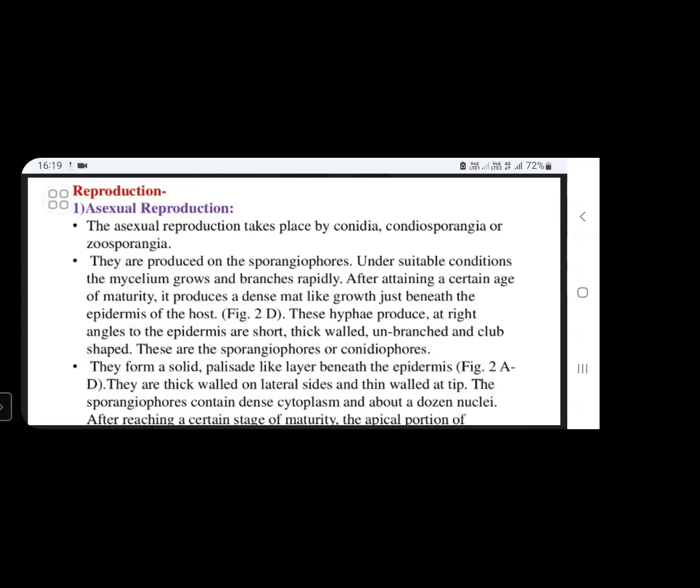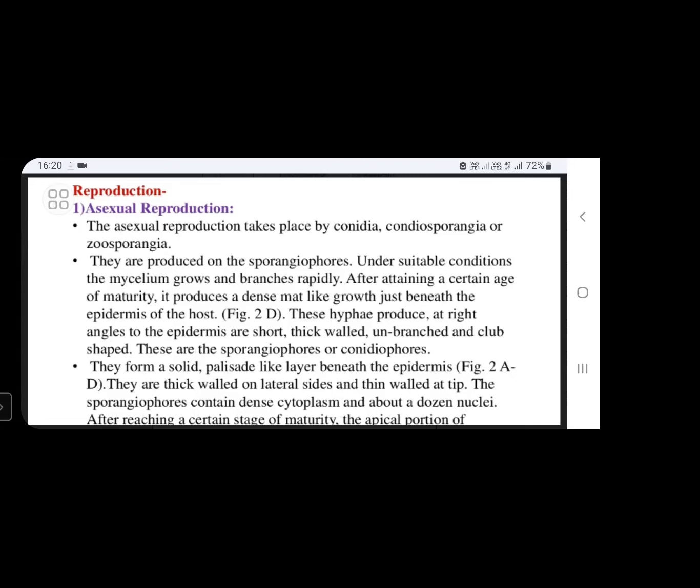In Albugo, asexual reproduction takes place by the formation of conidia. During favorable conditions, Albugo reproduces by asexual means. So whenever conditions are favorable, Albugo reproduces by the formation of conidia. These conidia are produced on the conidiosporangia or zoosporangia. In the host organism, in the intercellular spaces, this Albugo mycelium develops well. Then it reaches maturity and starts its asexual reproduction.